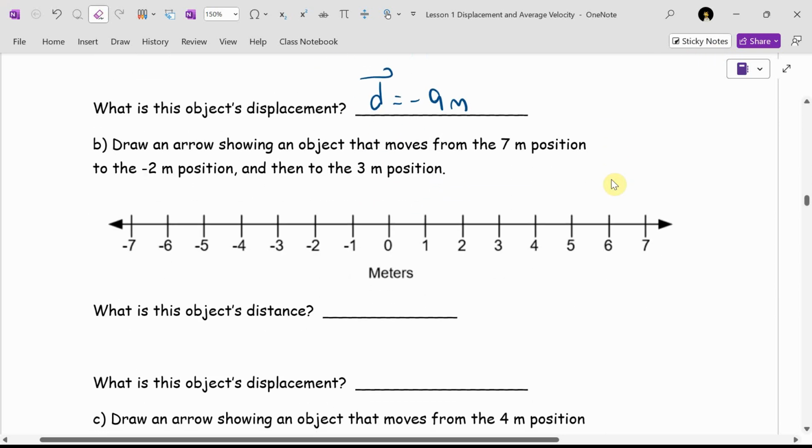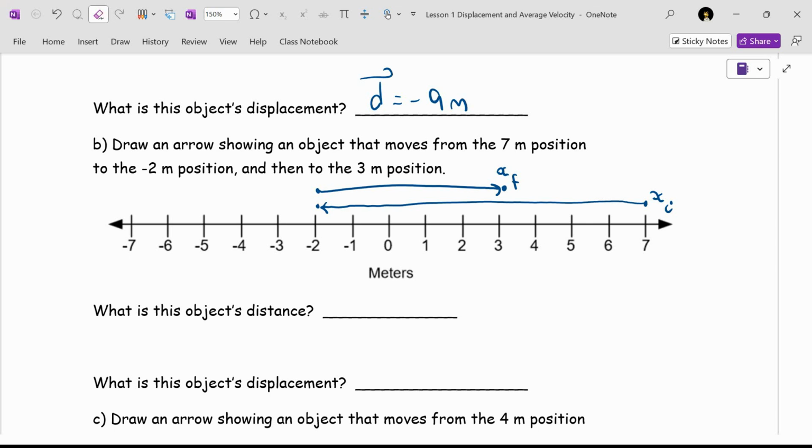Okay. Draw an arrow showing an object that moves from the 7-meter position to the -2 position and then to the 3 position. Okay, from the 7-meter position to the -2 position. That's going to look like this. And then to the 3 position. I guess this would be initial and this would be final, and there's a midpoint in between. I see it. I'm not going to bother sticking a label on it.